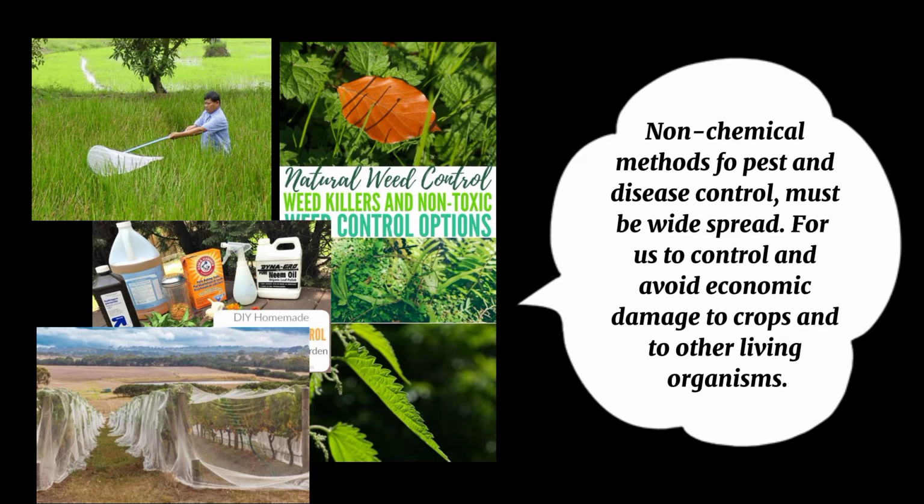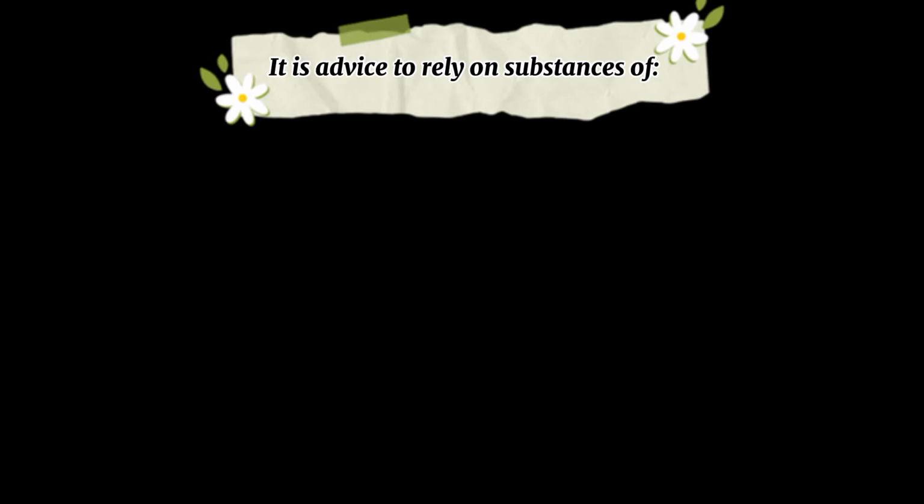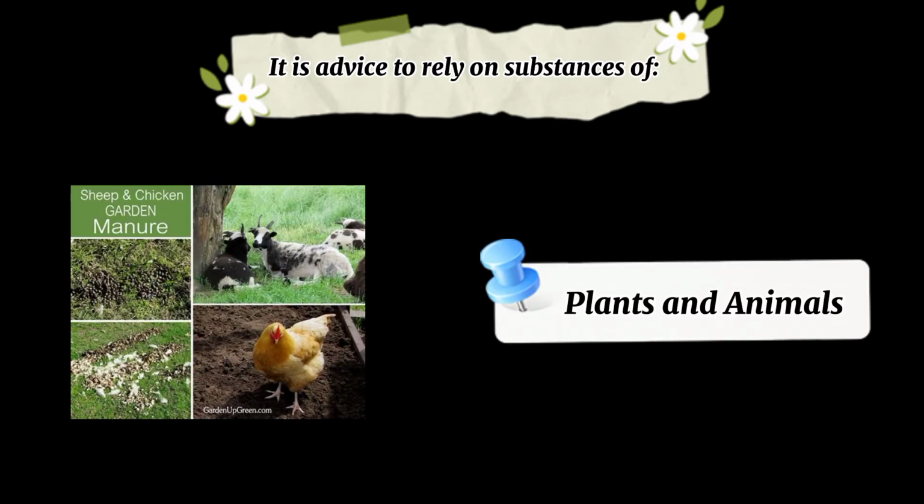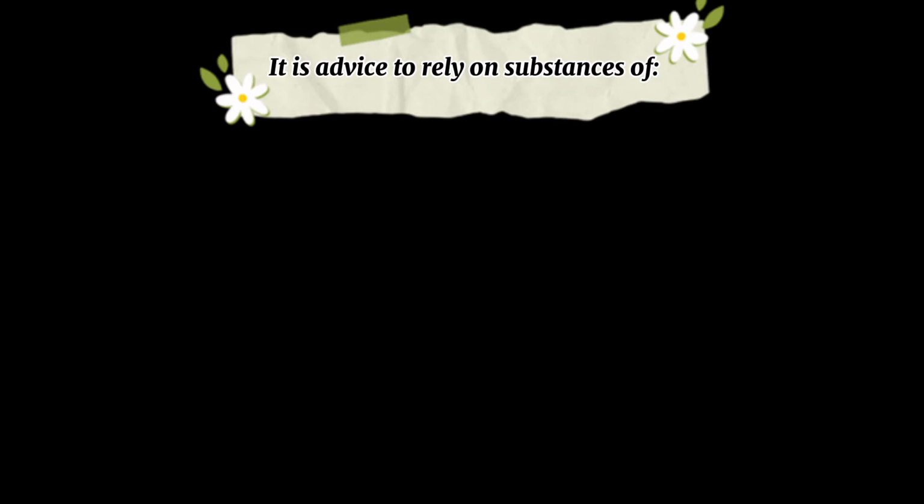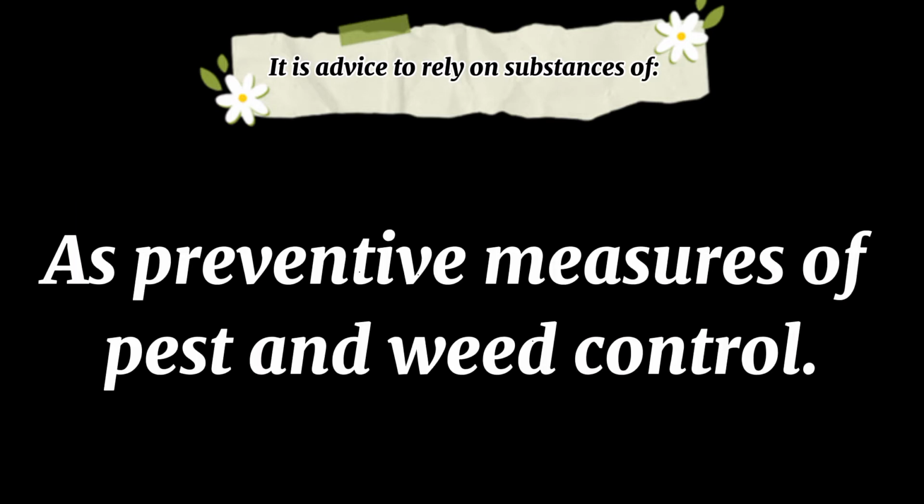For us to control and avoid economic damage to crops and to other living organisms, it is advised to rely on substances of plants and animals, nets, and barriers as preventive measures of pest and weed control.